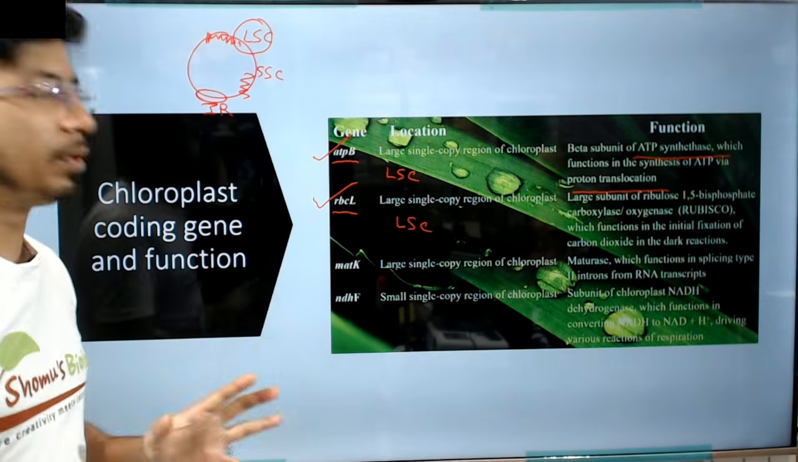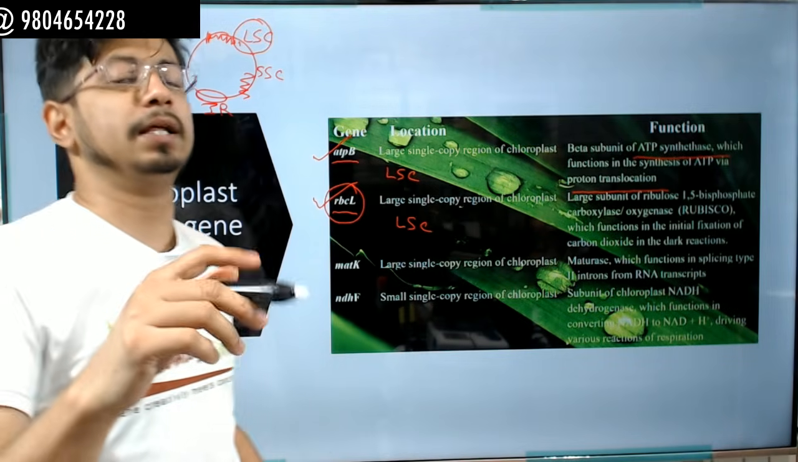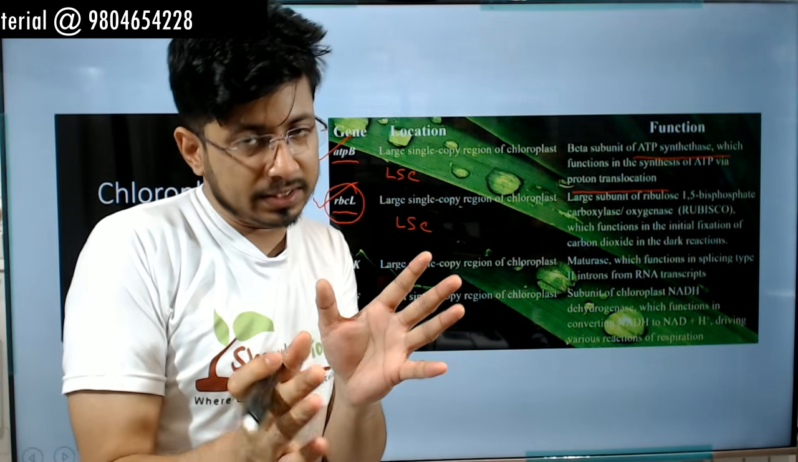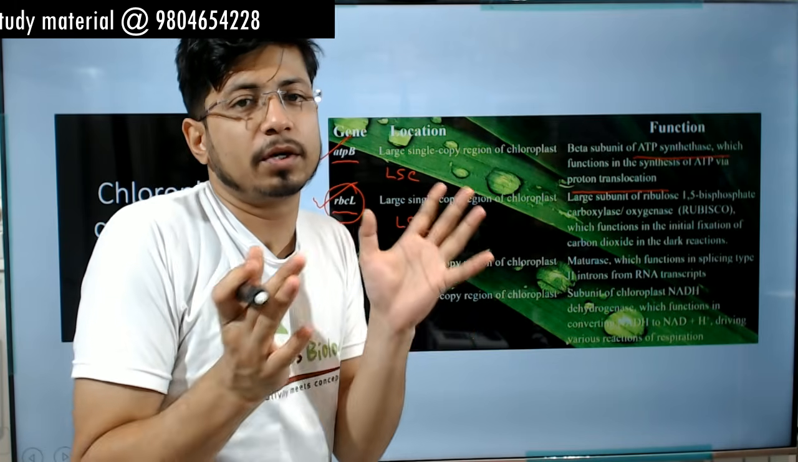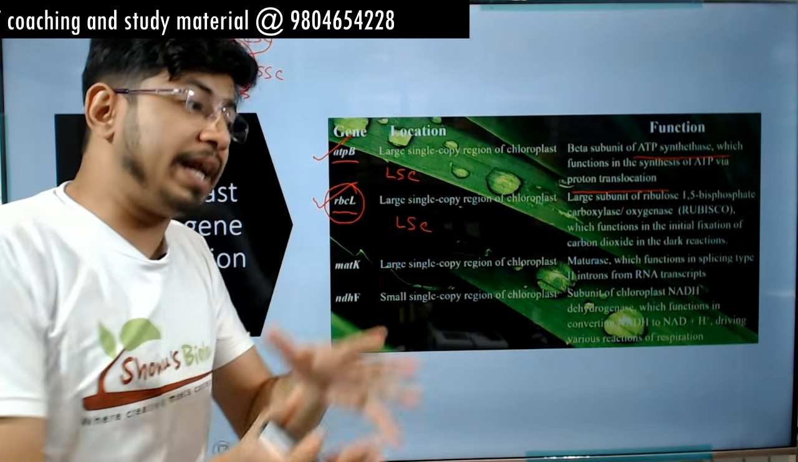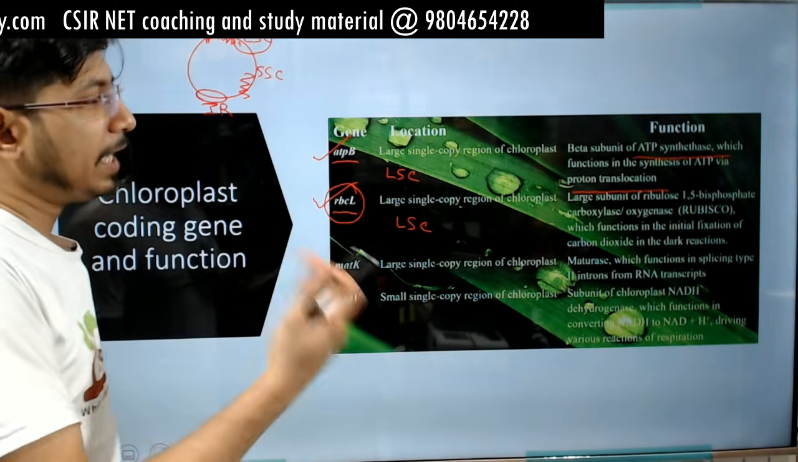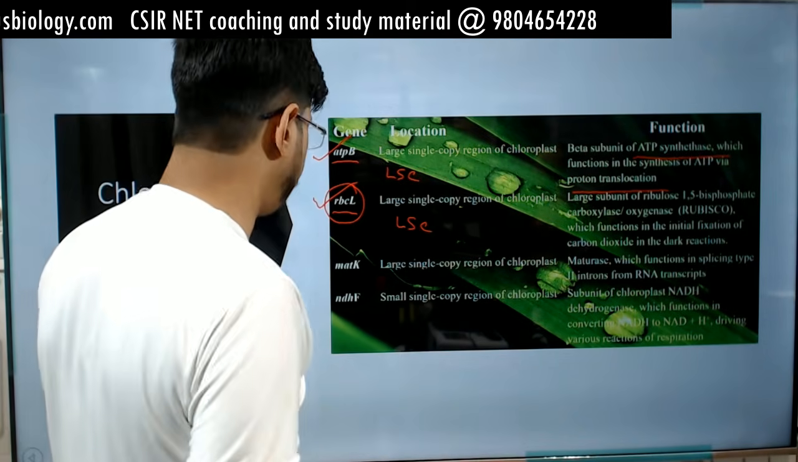So now if they ask you a question that RBCL is mutated in such a way that the large subunit is not being produced in the plant, the plant cannot have photosynthesis. Plant can have light reactions, but the impact will be in the light independent reactions. Carbon dioxide fixation cannot be done.